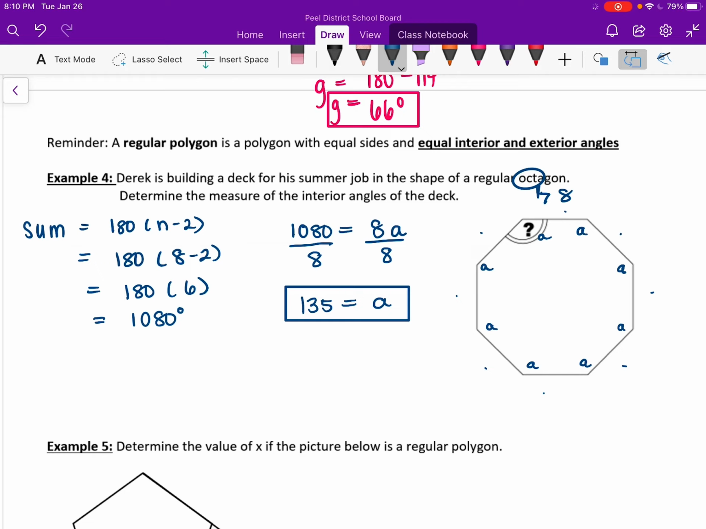So therefore, the measure of the interior angles of the deck are that all of them are equal to 135 degrees, right? Therefore, all angles are 135 degrees. Okay?